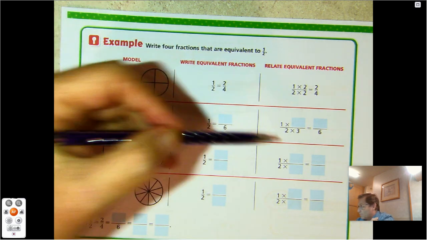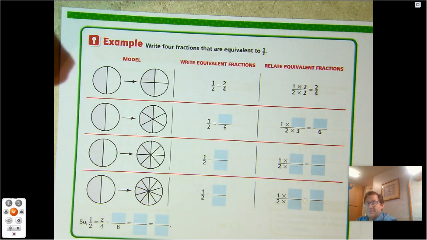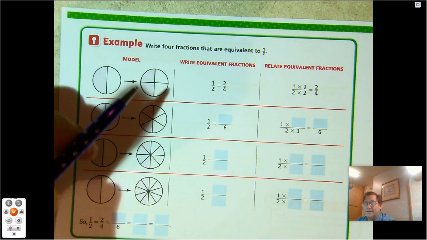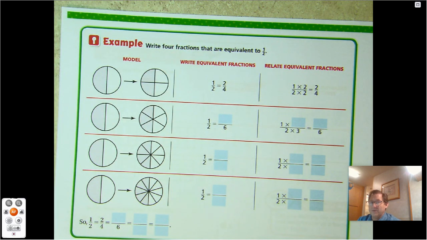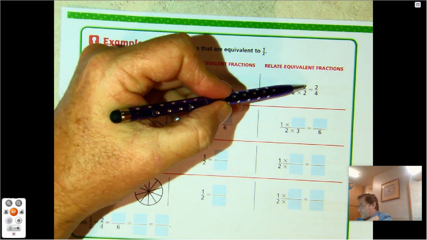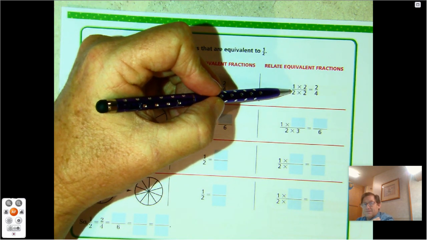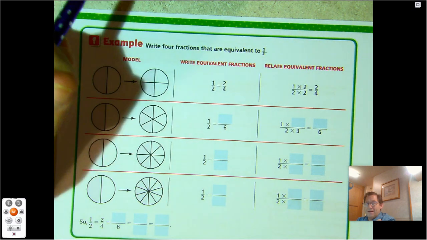And now, why does that work? Because we're not changing the value of 1/2. If we multiply by 2 over 2, 2 over 2 is equal to 1. And any number times 1 is that number. So when we multiply it by 2 over 2, we're multiplying by 1, which keeps it as 1/2. So 2/4 is just another way of saying 1/2.